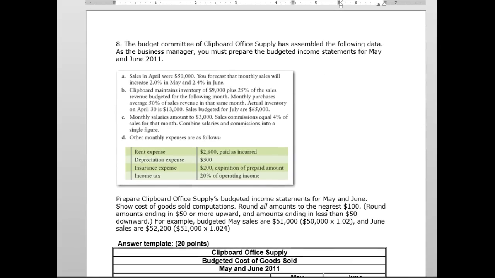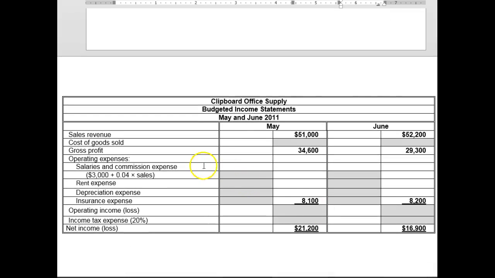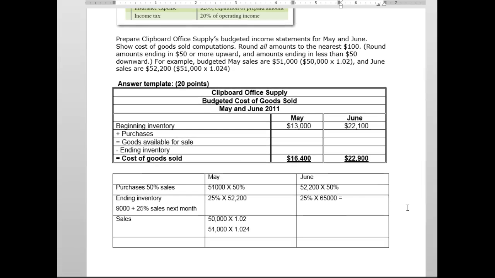And this is number 8, and this one's kind of fun also because you're going to do a lot of calculations and you're going to end up with a budgeted income statement here. There's nothing too difficult about this. The only problem you're probably going to have, and I've laid this out for you so it's much easier, you're going to have to figure the purchases first here, and I've given you the numbers to do that. The ending inventory is 9,000 plus 25,000 plus 25% of the sales of next month. So I've kind of already put that calculation in there for you. And then sales is calculated here. This is how the sales are calculated.